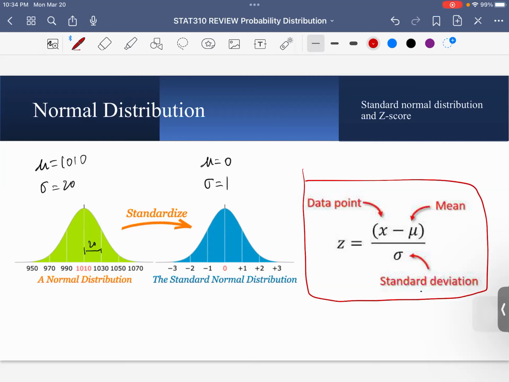So for example, I want to do the transformation at point x equal to 1050. The z-score at this point would be 1050 minus mu, which is 1010, divided by sigma, which is 20, which gives you 2, which is exactly what you can see here.